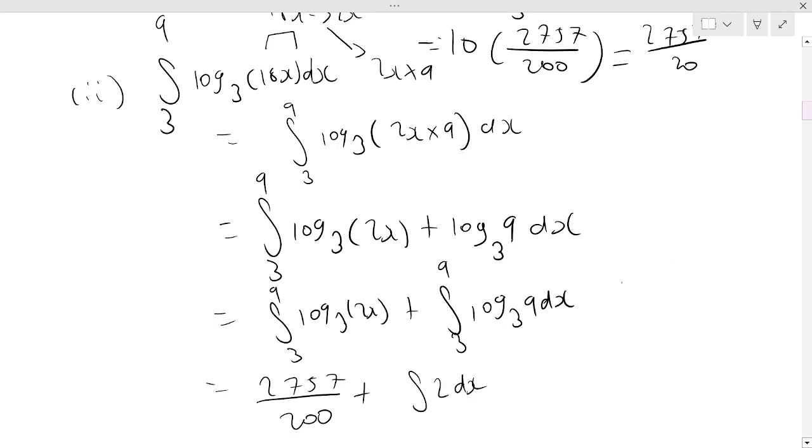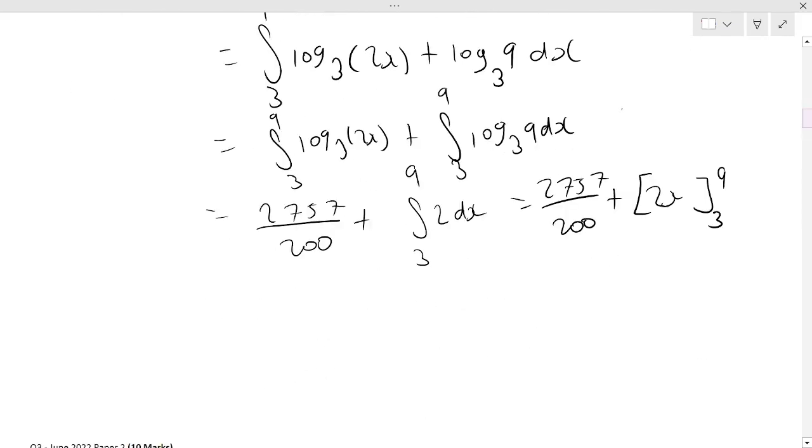If you feel a bit weird dealing with logs like this, you can just put that into the calculator. If you know it's a number, and you're not too sure what to do with it, it's fine to just put it in the calculator, really. But that's the step, right? Anyway, so that's between 9 and 3, 2 dx, and actually we know how to integrate this very nicely, right? So that's going to be 2757 over 200, and now that would be 2x, and it's between 9 and 3.